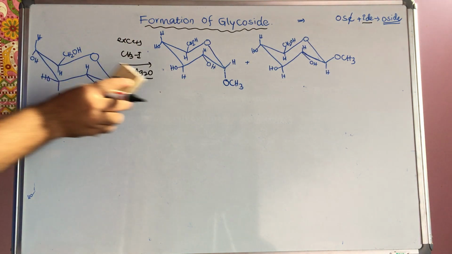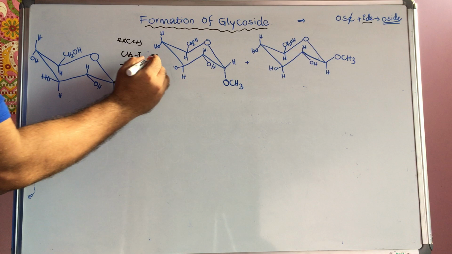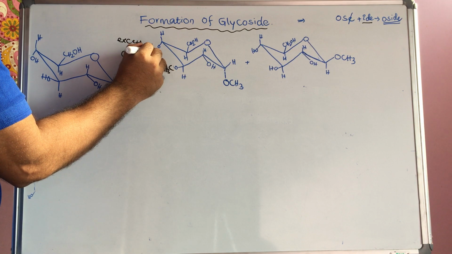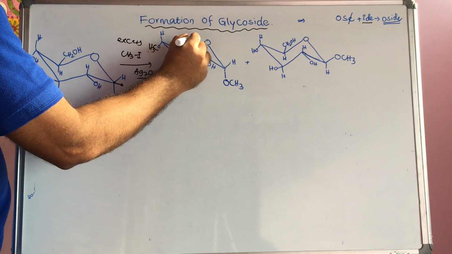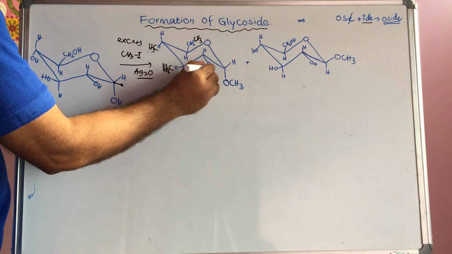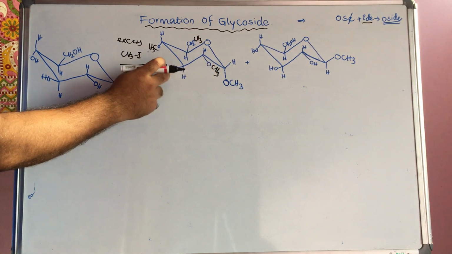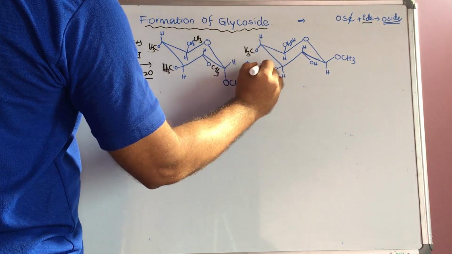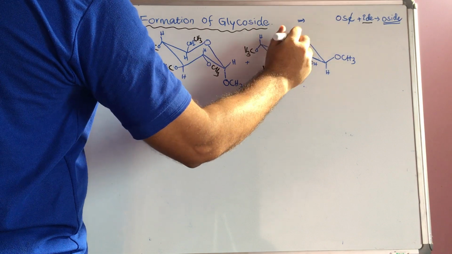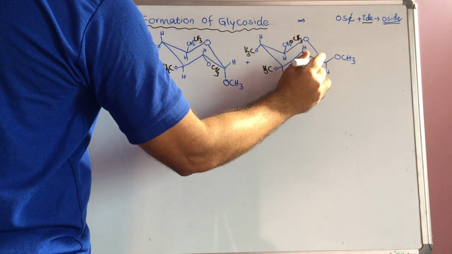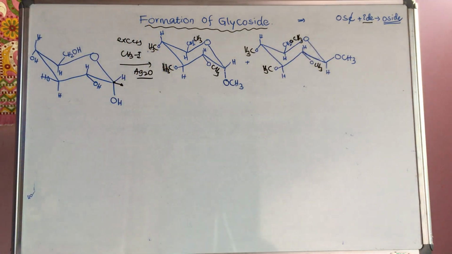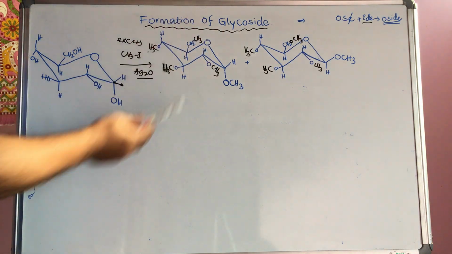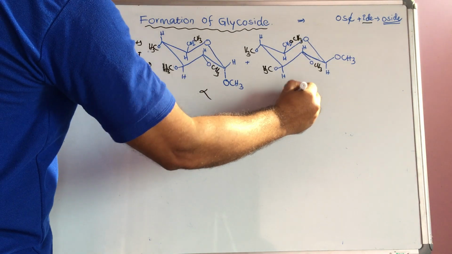When it is taken in excess, then all these convert into CH3, this is also CH3, 1, 2, 3, 4. Here also CH3, OCH3 and CH3. So all hydroxy groups are converted into their alkoxy form. It means these are ethers. This is alpha form, this is beta form.